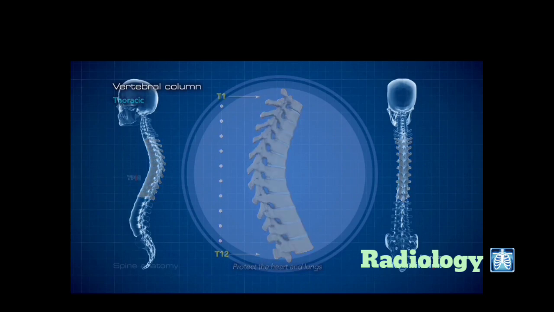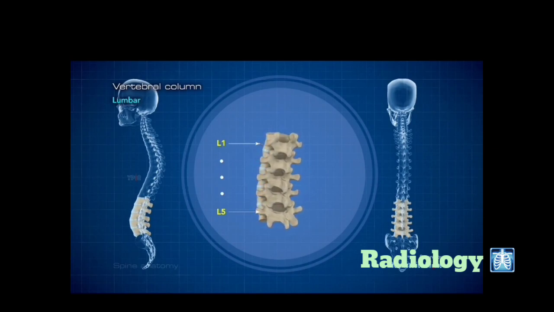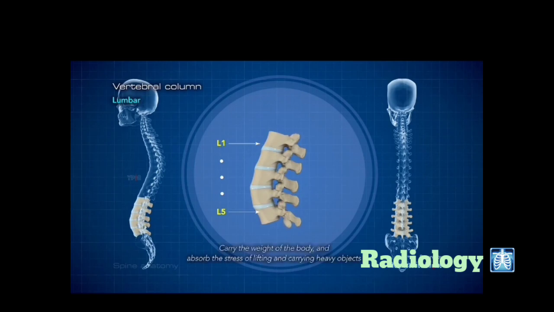Lumbar. The lumbar spine is made up of 5 lumbar vertebrae numbered L1 to L5. These are situated in the lower back region and are larger in size. The major function of the lumbar vertebrae is to carry the weight of the body and absorb the stress of lifting and carrying heavy objects.